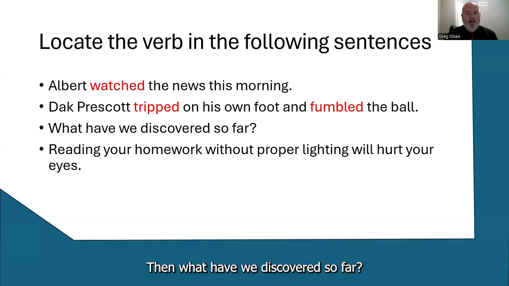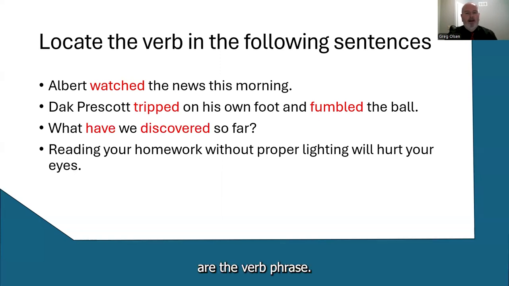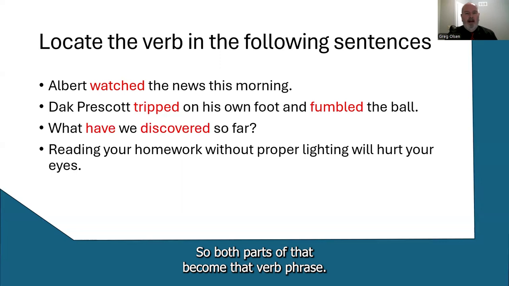Then what have we discovered so far? So I said again, we can rearrange this. We have discovered what so far? And if we rearrange it, we can see that have and discovered are the verb phrase. So we have, which is the helper verb, and then discovered. So both parts of that become that verb phrase.